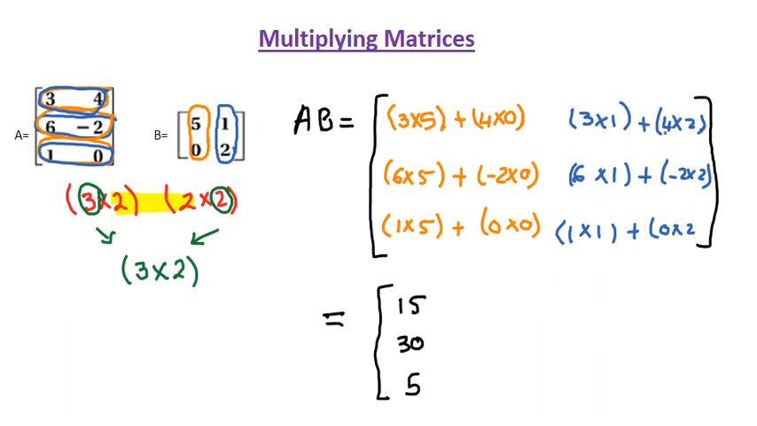We have 3 plus 8, that's an 11. Then 6 plus negative 4, my answer is 2. And 1 times 0, so that's a 1. Now this is the resultant matrix of multiplying matrix A by matrix B.